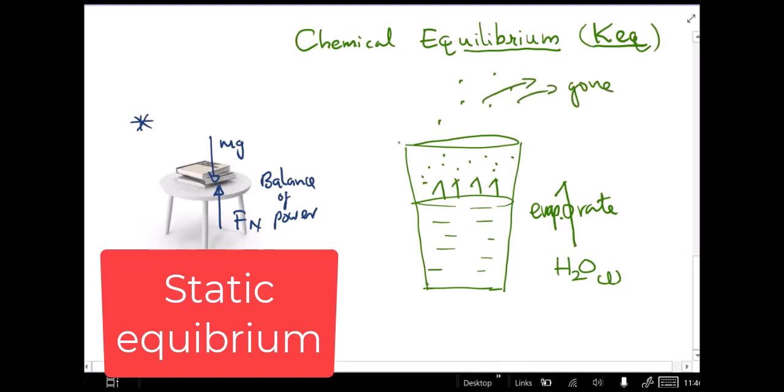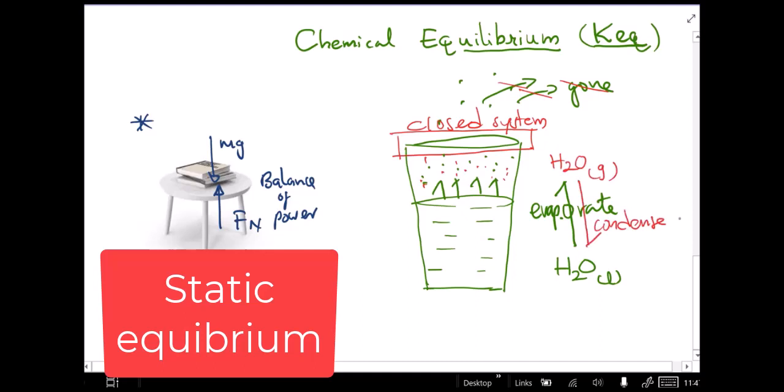Now, what we can do is put a lid on it. So if we put a lid, no water vapor is going to go away. And this kind of system is called a closed system. So in order to get an equilibrium, we need a closed system. And now the water vapor, water gas, is going to condense into liquid water.